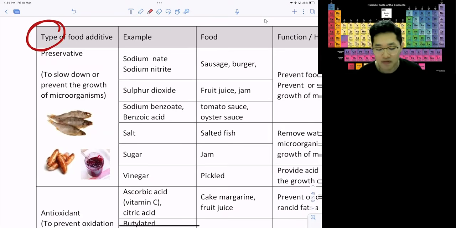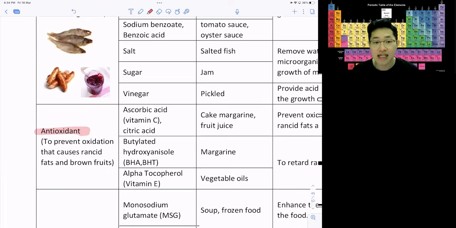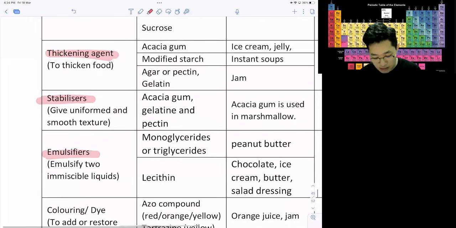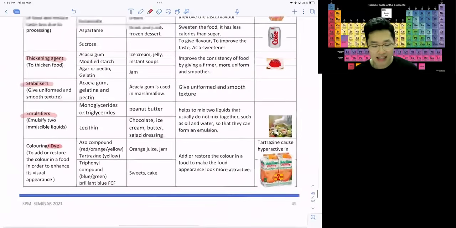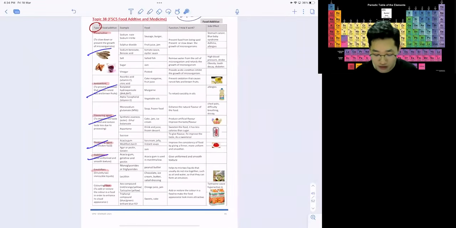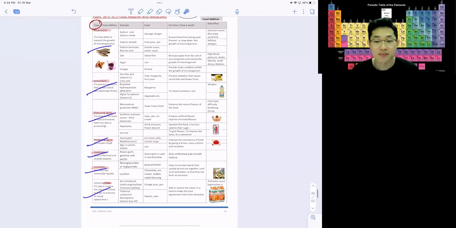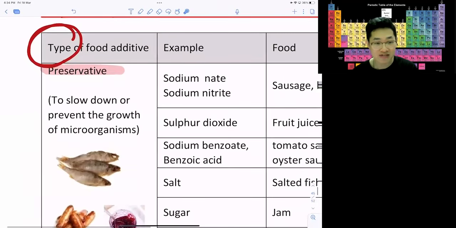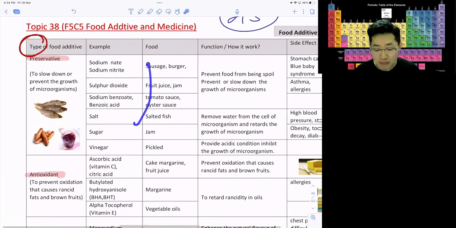Type means you have to remember the name: the preservative, antioxidant, flavoring agent, thickening agent, stabilizer, emulsifier, and dyes. So there are how many of them? 1, 2, 3, 4, 5, 6, 7. Seven types of food additive. The name must remember. And then example also have to remember.